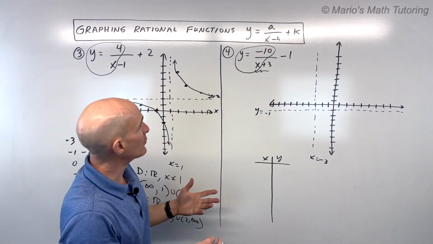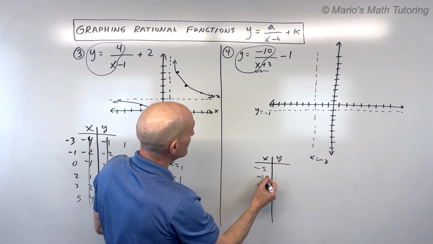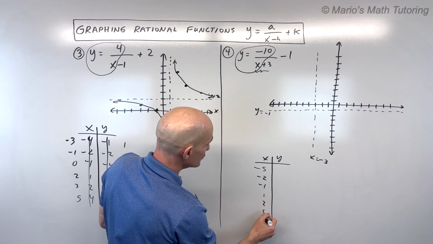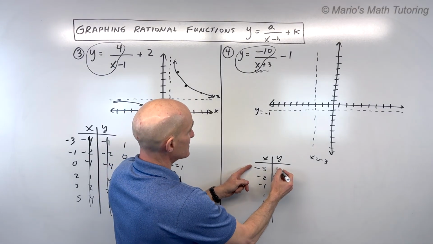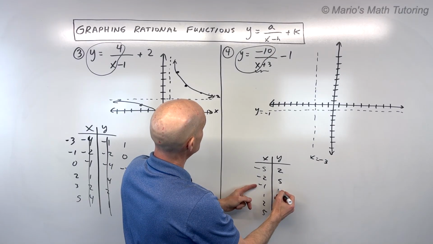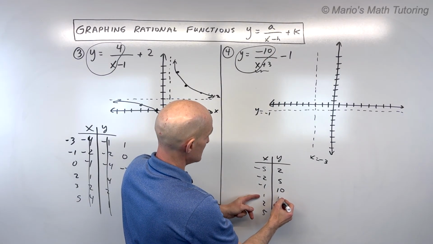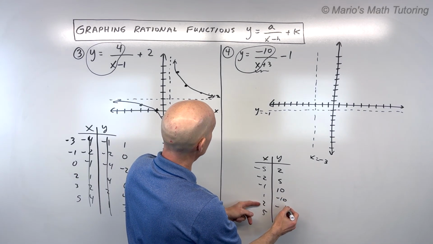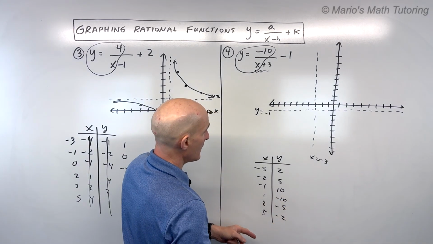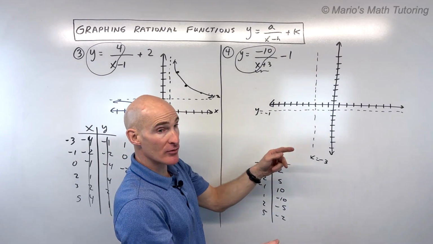You just say to yourself, okay, parent function, maybe I'm going to pick -5, -2, -1, 1, 2, and 5. That would give us 2, 5, and 10. And this would give us -10, -5, and -2. Okay, I'm graphing from this point here, the shifted origin.